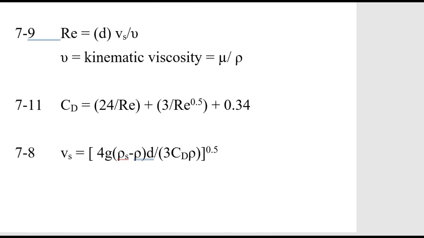After that, you'll calculate the Reynolds number, and from the Reynolds number, you will calculate the drag coefficient based on this equation. So, using the drag coefficient, you can calculate a new estimate of the settling velocity based on the difference in the solid and liquid densities, the diameter of the particle, and the drag coefficient.